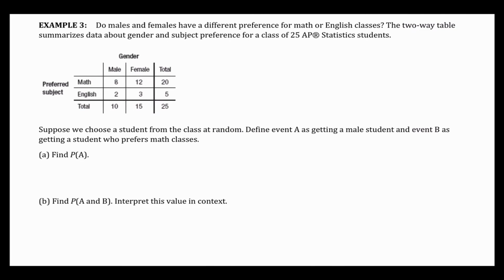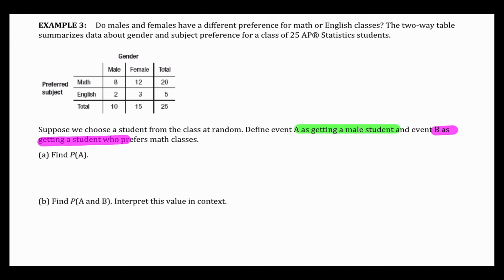Okay. So then it says, suppose we choose a student from this class of 25 at random. So put all the names in a hat, reach in and pull one. What's the probability? So define event A as getting a male student. Okay, so that's important. Event A is choosing a male student. Event B is getting a student who prefers math classes. Okay, so A is getting a male student.